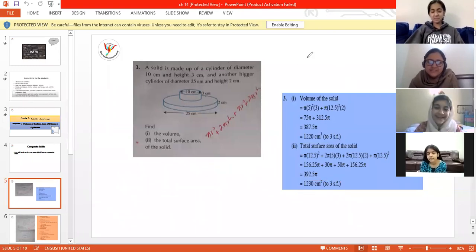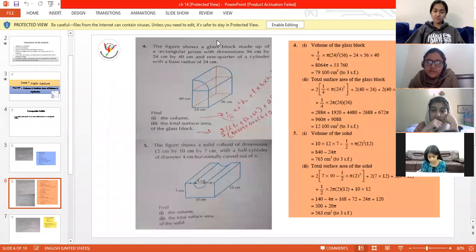Now come towards question number 4 of exercise 14D. The question number 4 is, the figure shows a glass block made up of a rectangular prism, right?